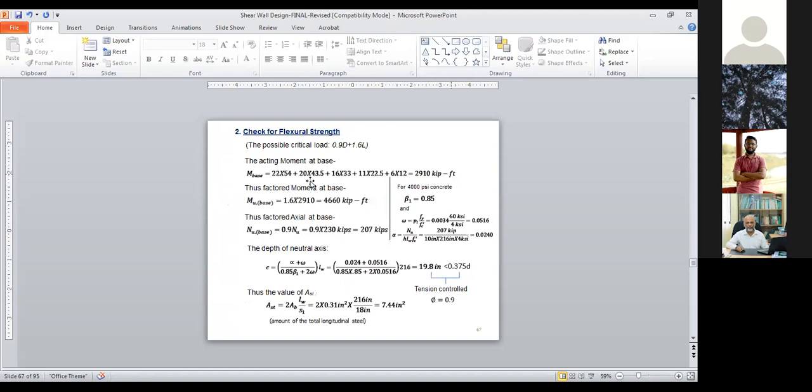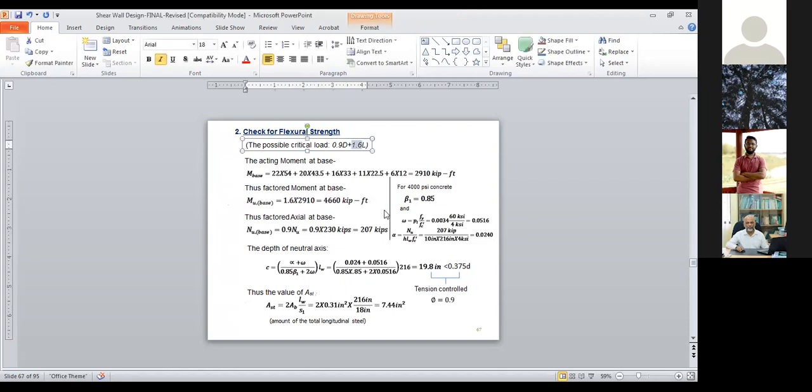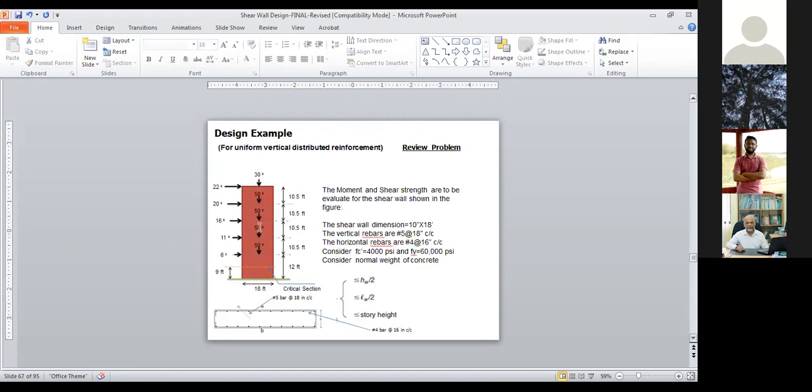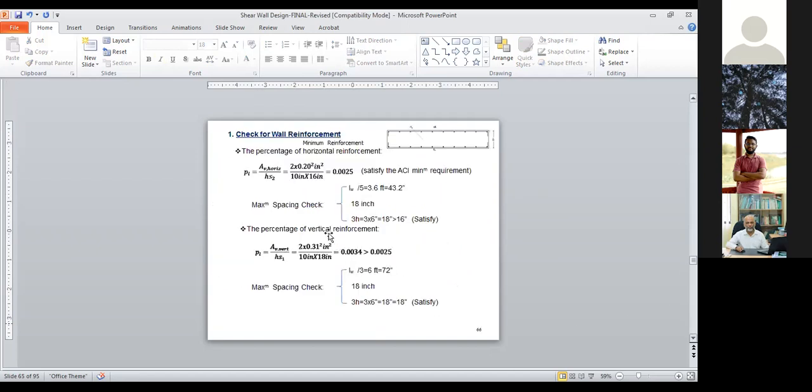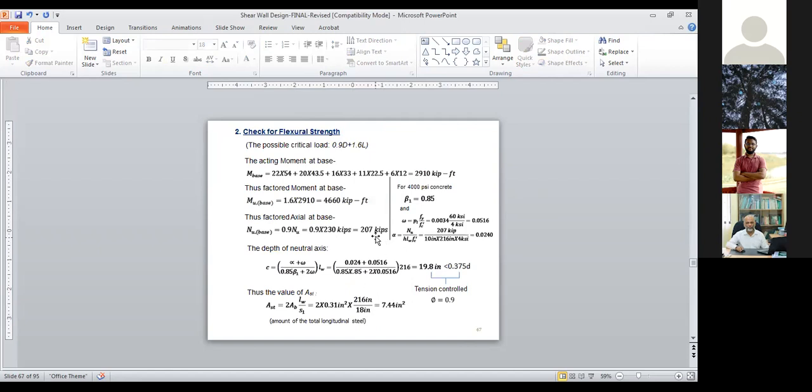So you will have 2910 kip-feet, and as the factored moment at base, you multiply it by 1.6. So you will have 4660 kip-feet of moment. Factored axial load at the base reduced, you will have 207 kips. If you add all together, you will have 213.0.9207 kips.